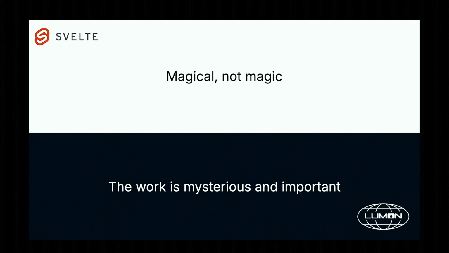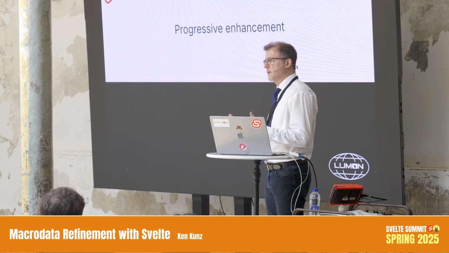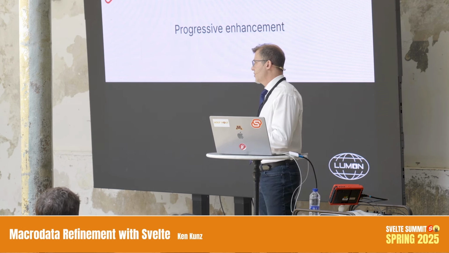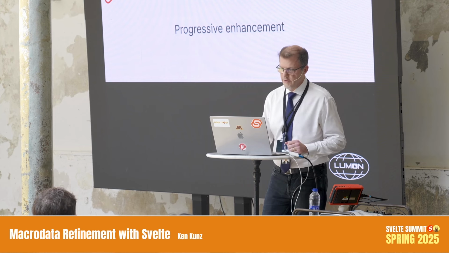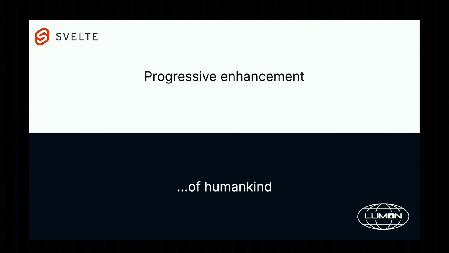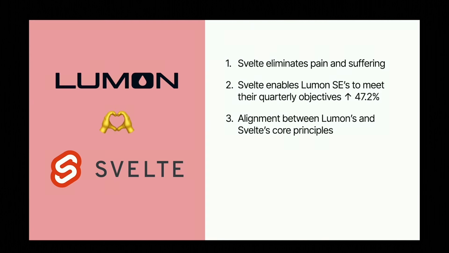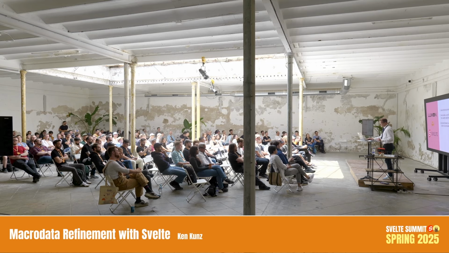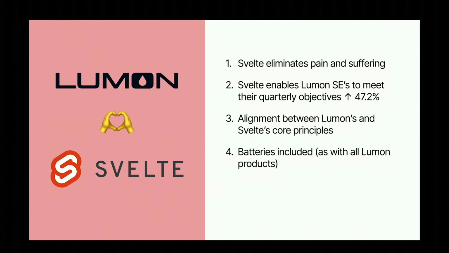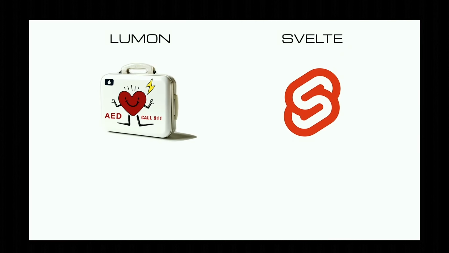And at Lumen, our work is mysterious and important. And finally, Svelte really values and believes in progressive enhancement. And at Lumen, we also really believe and value progressive enhancement of humankind. So hopefully you're convinced at this point that there is tremendous alignment between Lumen's and Svelte's core principles. Fourthly, we all know Svelte to be a batteries-included framework and how valuable that is in our day-to-day work. Lumen products, I mentioned we're a biotechnology company, are also batteries-included products. So again, another alignment of philosophy.